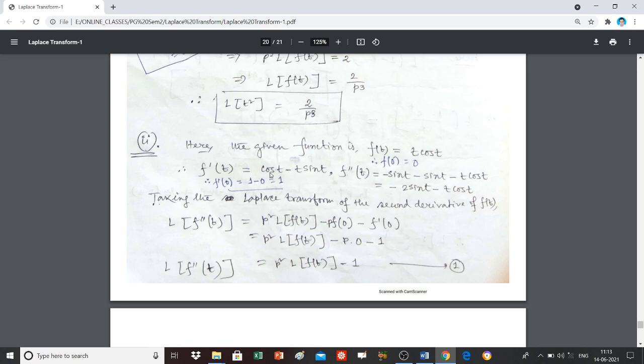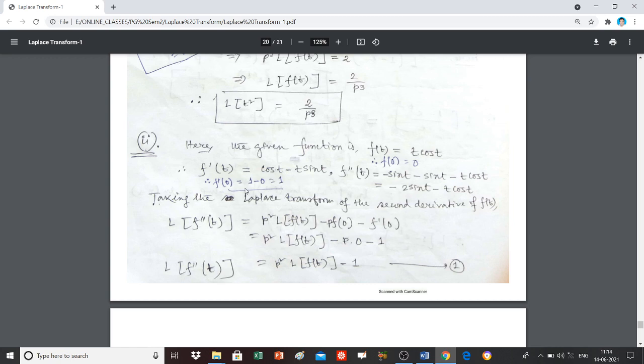And f''(t) can also be computed from this relation. For the first term, the differentiation of cos t is minus sin t. Then for the term t sin t, first differentiate t taking sin t constant, that gives you sin t. Then take t as constant and differentiate sin t, that is cos t, so minus t cos t. So this is the second derivative of f(t) with respect to t. You can simplify this: this is sin t and this is another sin t, and this is t cos t. So this can be written as minus 2 sin t minus t cos t.